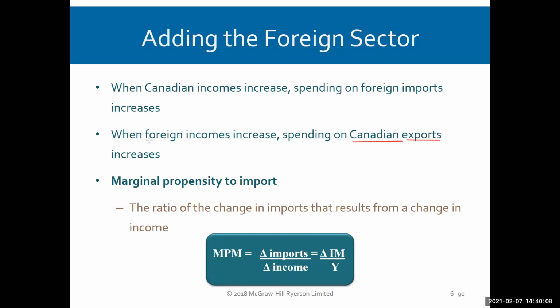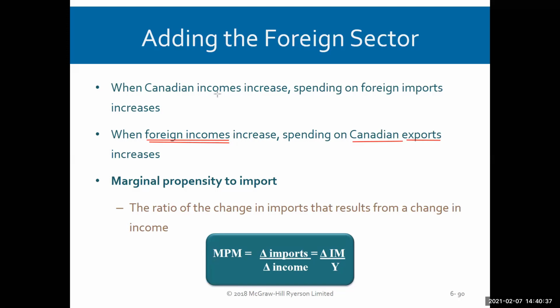And primarily, it has to do with foreign incomes. So when foreign incomes increase, spending on Canadian exports increases. And likewise, when foreign incomes decrease, spending on Canadian exports decreases. So we assume and put in our model that these are 100% autonomous, just like government spending was 100% autonomous, because we don't control foreign incomes.